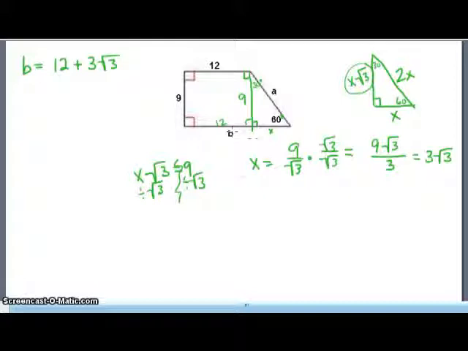Alright, so we have one piece. We have b. Now let's figure out how to find a. Well, we know that a is just the same as 2 times this short leg. So we found the short leg to be 3 root 3. So we could just take 2 times 3 root 3, and 2 times 3 is 6. So 6 root 3. So then we could say that a is equal to 6 times the square root of 3. So we were able to solve for both a and b. Alright, let's look at one more example.